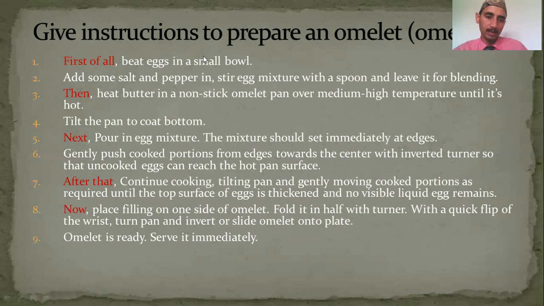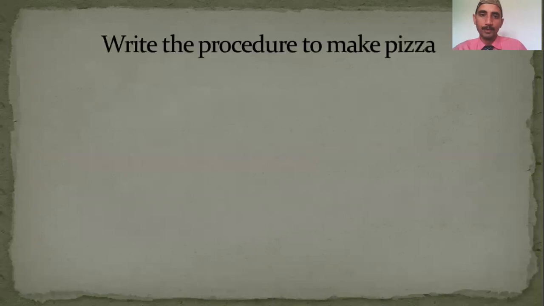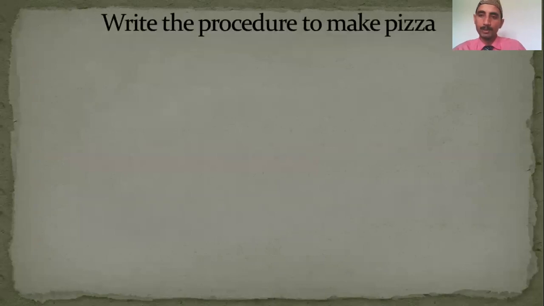Next, number 9 is omelet is ready, serve it immediately. So we have here one imperative sentence preceded by one assertive sentence, okay. So in this set of instructions, you saw all imperative sentences except some of them. Okay, so let's see the second one. The next one. So this one is how to make pizza. Okay, do you know how to make pizza?